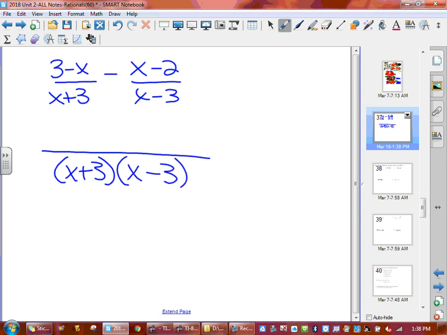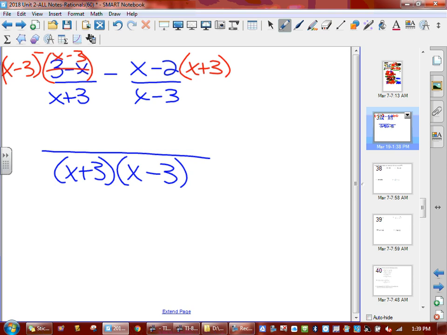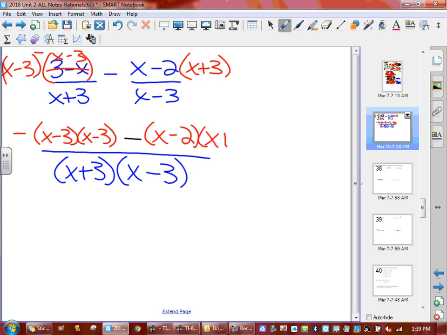So now I'm going to multiply to the top whatever is missing. The left-hand side is missing x minus 3. The right-hand side is missing x plus 3. Now, on the top here, this one's backwards. I want it to have the x first. So I'm going to factor a negative out of that bracket, put a negative sign here, and reverse those: x minus 3. So now on top you've got negative (x minus 3) times (x minus 3), subtracting (x minus 2)(x plus 3).